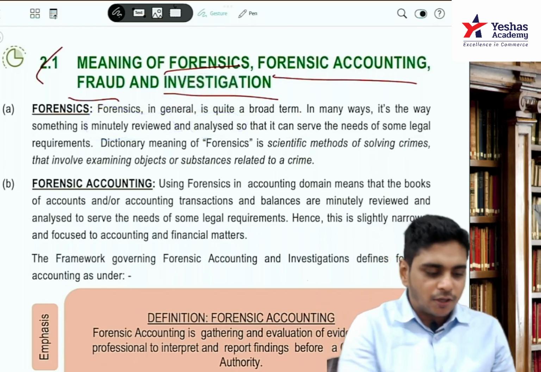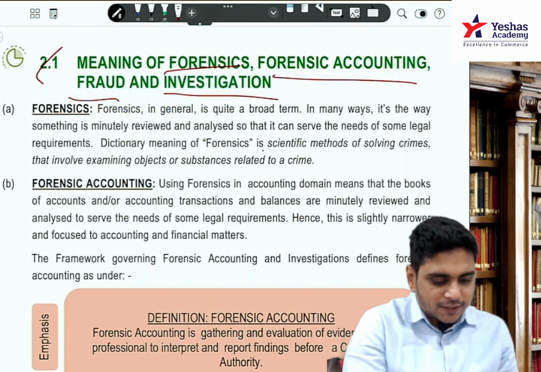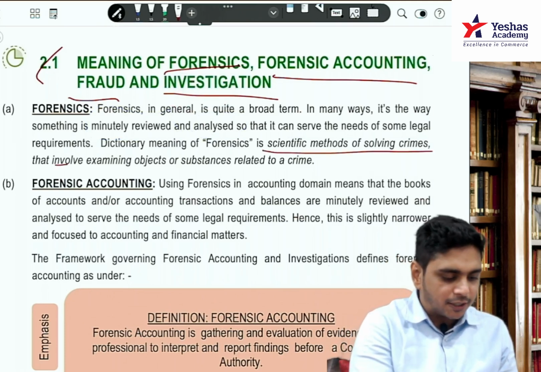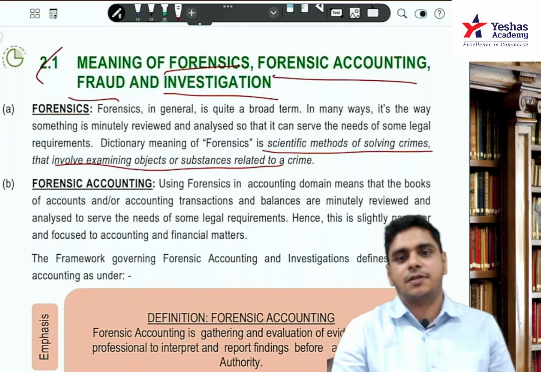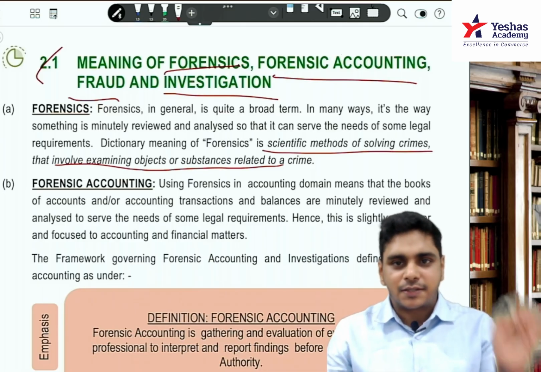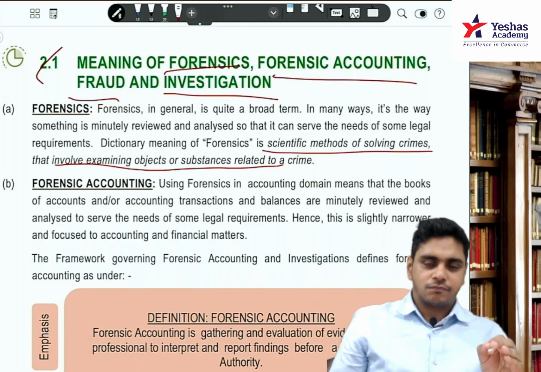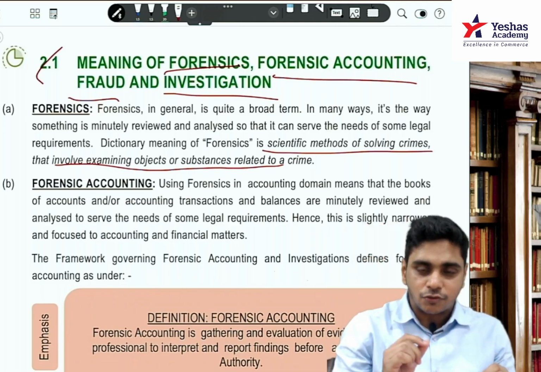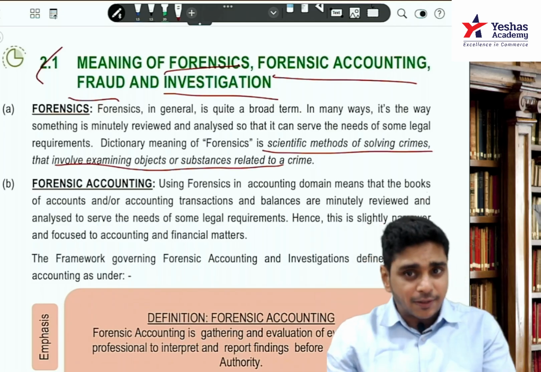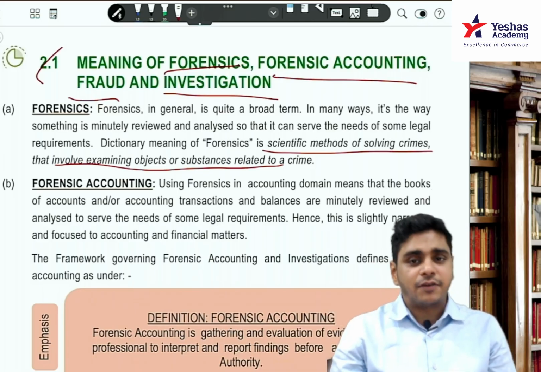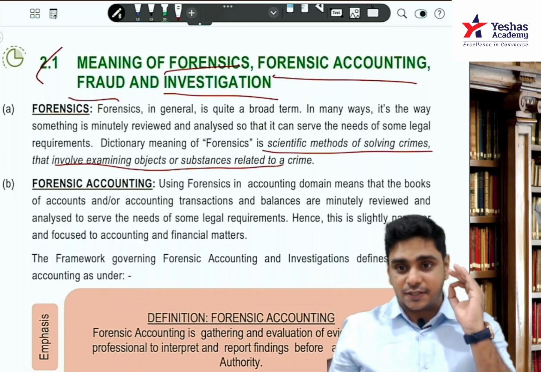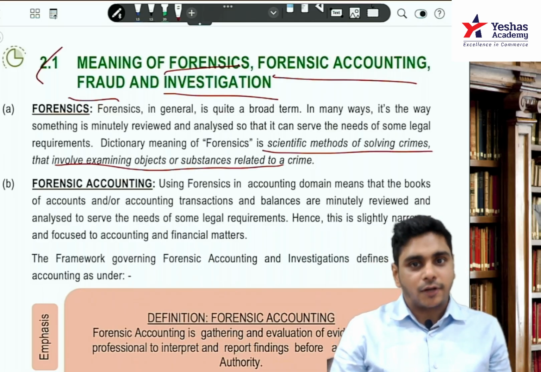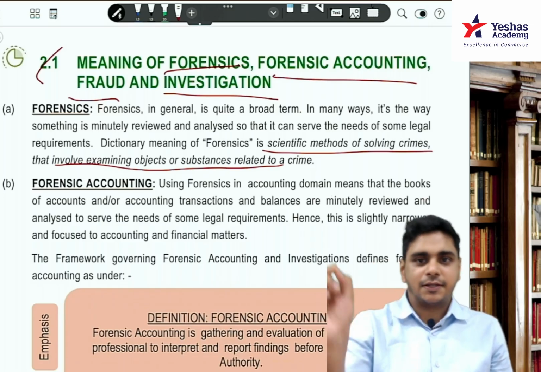Now the dictionary meaning of forensics is basically scientific method of solving crimes that involve examining objects or substances related to crime. So underline that, the scientific method of solving crime. So in the MCQ they can test you which one is the scientific method. So the definition says scientific method of solving crime is basically forensics. It is called as what? Forensics. Please underline that here.